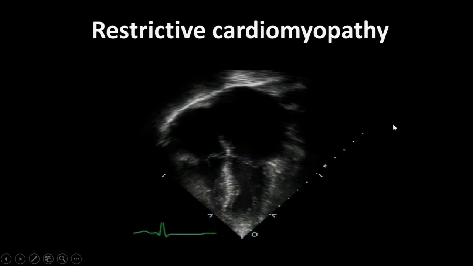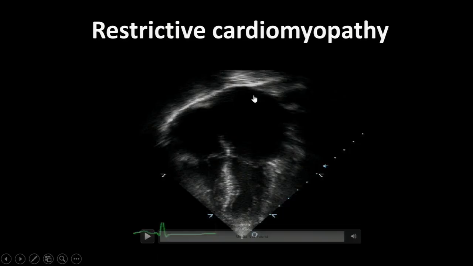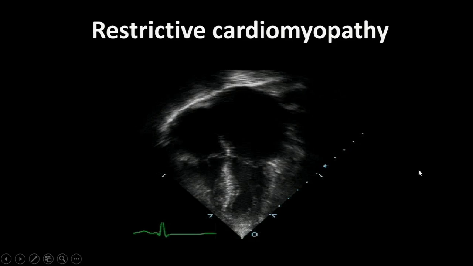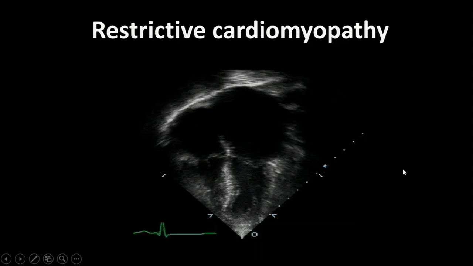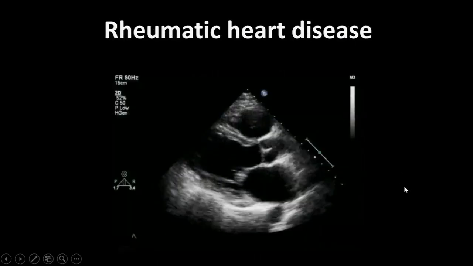Still image here showing you an example of restrictive cardiomyopathy. One of the features here is that you get dilation of both atria. Often the atria are bigger than the ventricles, and that's related to the elevated filling pressure here. And that's a good tip-off that somebody is trying to show you a case of a restrictive cardiomyopathy. Sometimes called a Mickey Mouse heart because the atria look like the ears of Mickey Mouse.